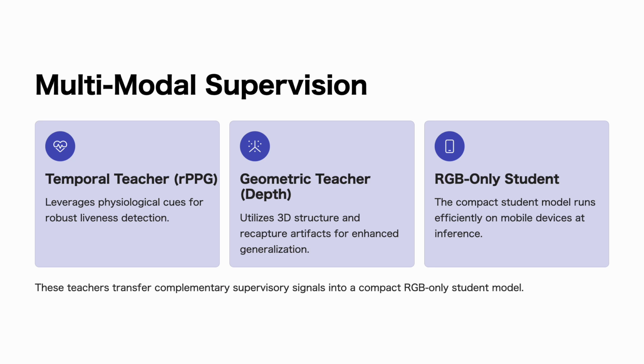We propose to utilize multimodal supervision to teach the student, which will include two teachers. One of those will be a temporal teacher, utilizing rPPG, leveraging physiological cues for robust liveness detection. The second one will be a geometric teacher, utilizing 3D structure and recapturing artifacts for enhanced generalization. And the third, deployment-ready model will be the RGB-only student, which will be compact and efficient to run on mobile devices at inference. Those teachers transfer complementary supervisory signals into a compact RGB-only student model.